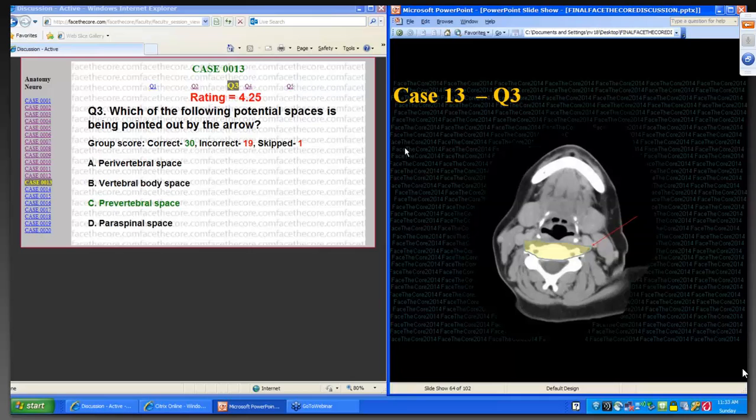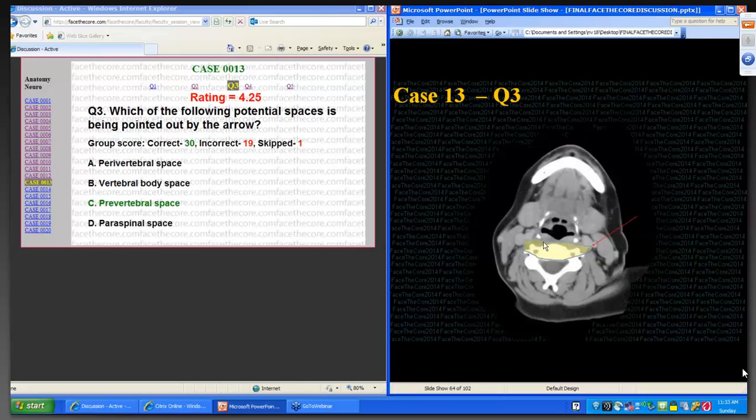Lost the connection for a second, but it looks like we're back. So this was, which of the following potential spaces is being pointed out by the arrow? Is it the perivertebral space, vertebral body space, prevertebral space, or the paraspinal space? Again, we talked briefly about this, this is the space containing the vertebrae and the structures in front of it. So this is the prevertebral space.